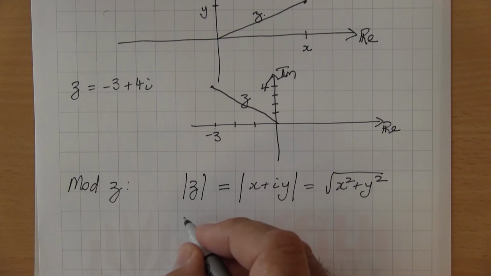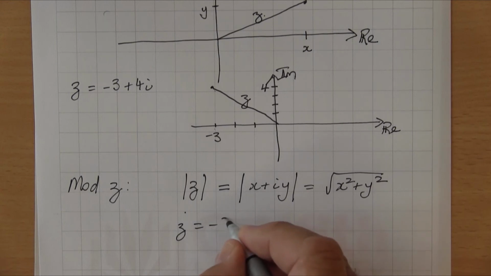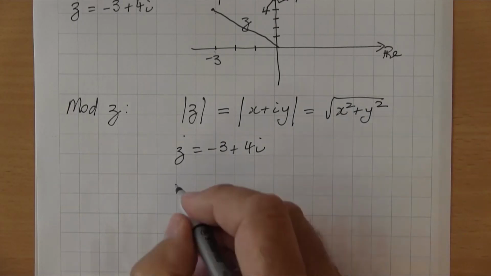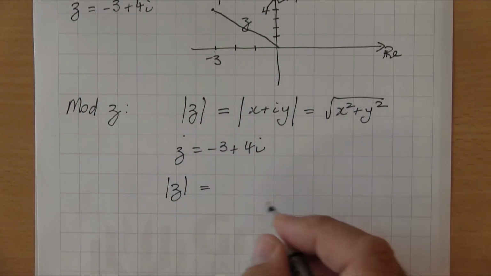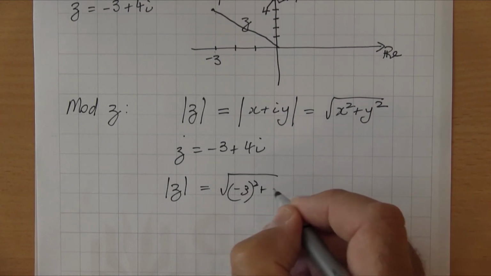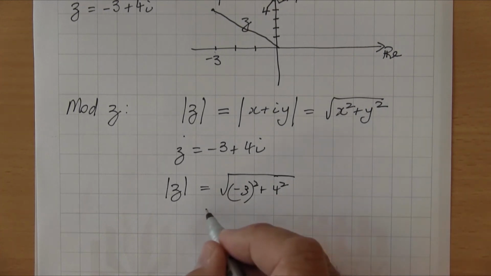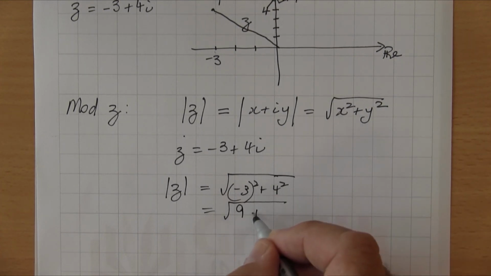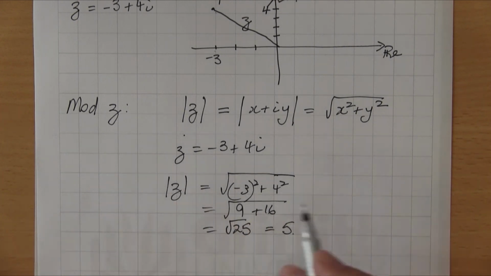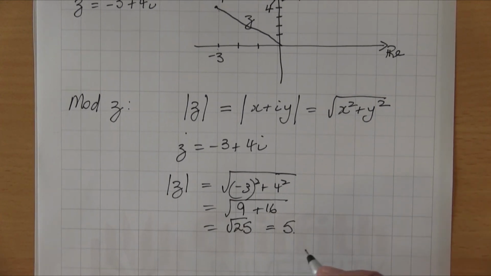As an example, if z is equal to minus 3 plus 4i, mod z is equal to the square root of minus 3 squared plus 4 squared, which is equal to the square root of 9 plus 16, square root of 25, which is equal to 5. So that is our definition of mod z, and we're going to use mod z in much more detail as we progress on through this course.